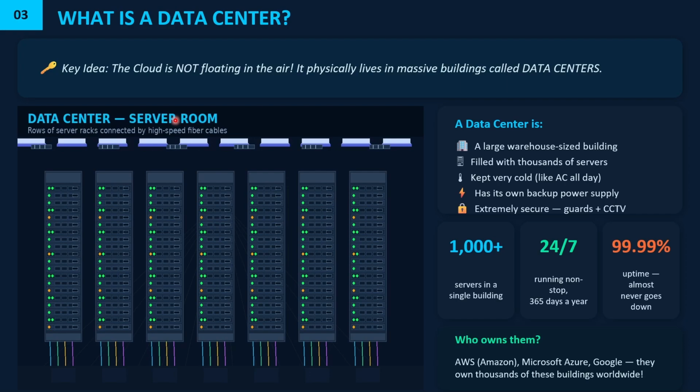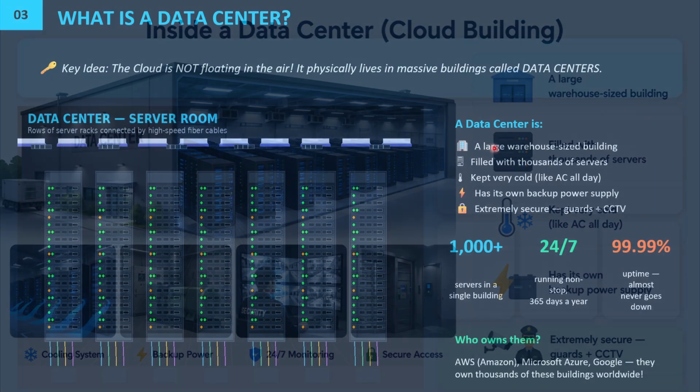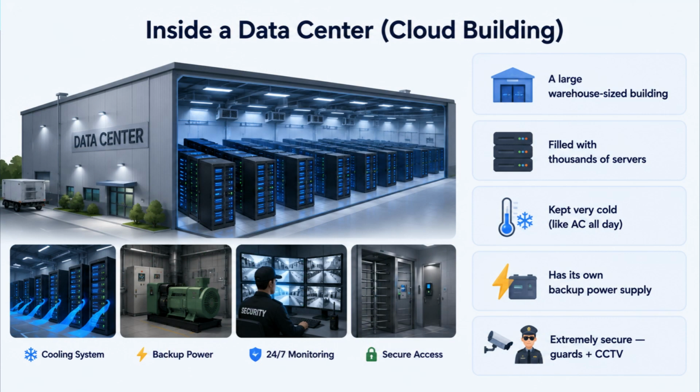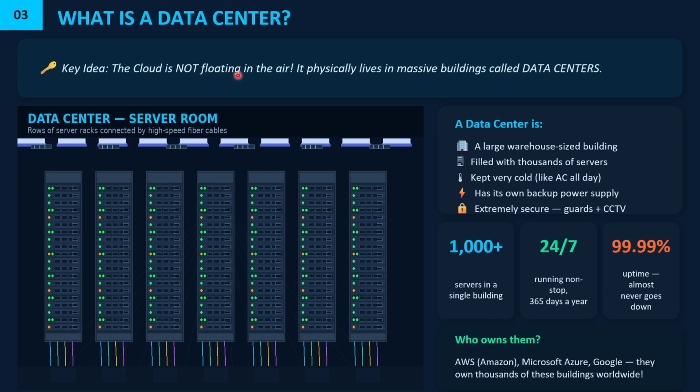So what is a data center? This is important. A data center is a large warehouse-sized building filled with thousands of servers, kept very cold like an AC all day, with its own backup power supply, and extremely secure with guards plus CCTV. The key idea here is that the cloud is not floating in the air. When you hear the word cloud, you may imagine something in the air, but in this scenario it's not that. It physically lives in massive buildings called data centers.